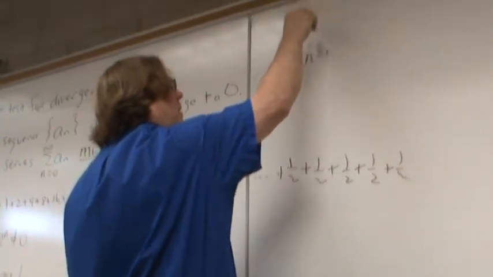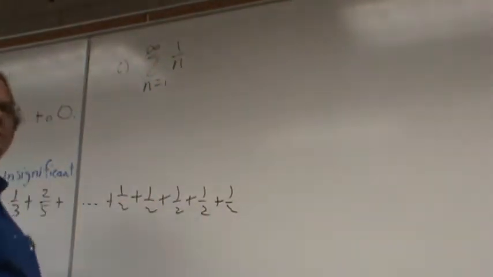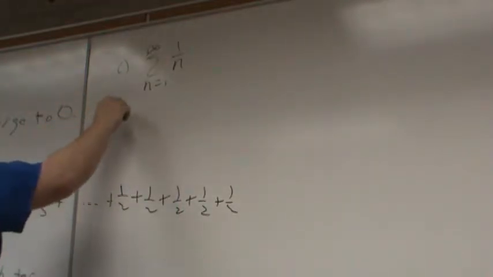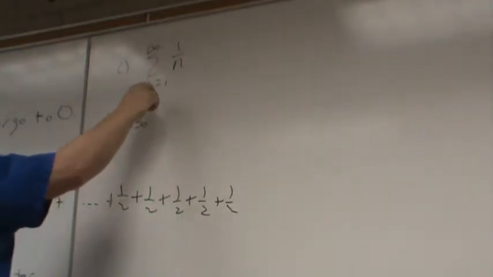How about this? The sum as n goes from 1 to infinity of 1 over n. Can I say that this diverges by the nth term test for divergence? What's the infinitieth term? Zero. Good. The limit as n approaches infinity of 1 over n is indeed 0. So I cannot use the nth term test for divergence, because the infinitieth term is 0. The nth term test for divergence says if the sequence does not converge to 0, then the series must diverge.